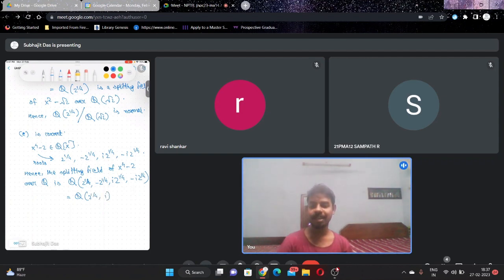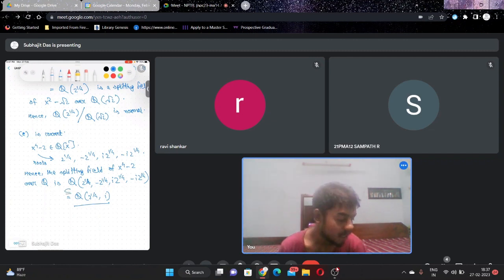Both these two fields are the same, right? If you take Q adjoined with 2 to the power 1 by 4 and I, then this particular field contains all these four roots: 2 to the power 1 by 4, minus 2 to the power 1 by 4, I times 2 to the power 1 by 4, and minus I times 2 to the power 1 by 4. This by definition is the smallest subfield of C which contains both Q and all these four roots, so since this contains Q and the four roots, this containment is true.